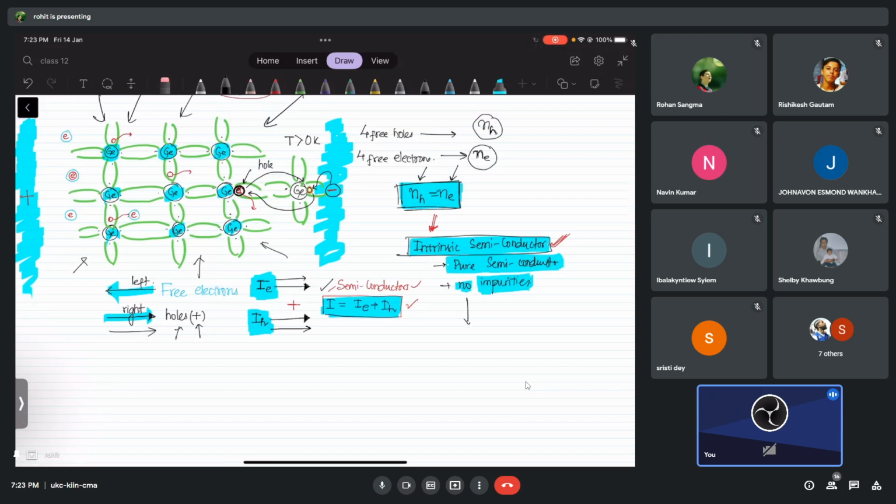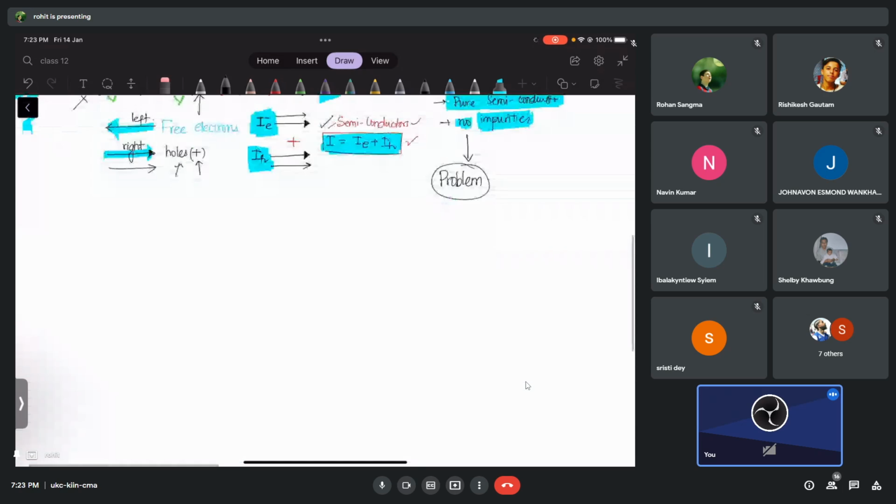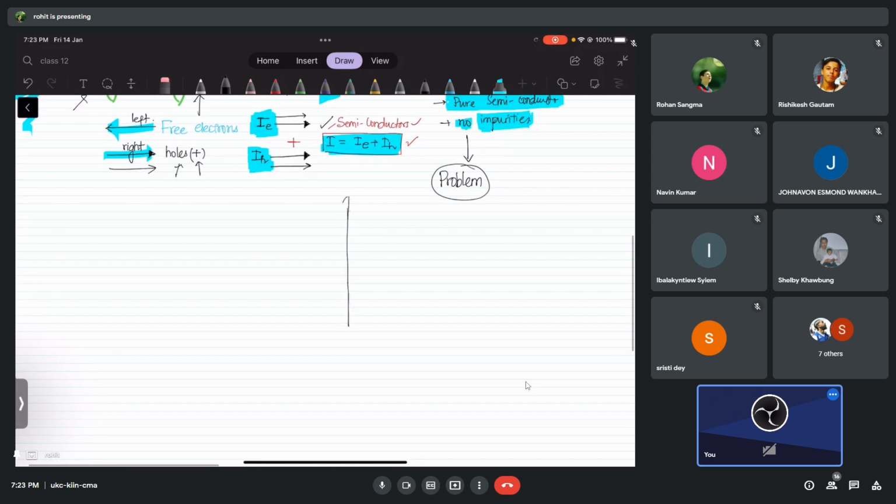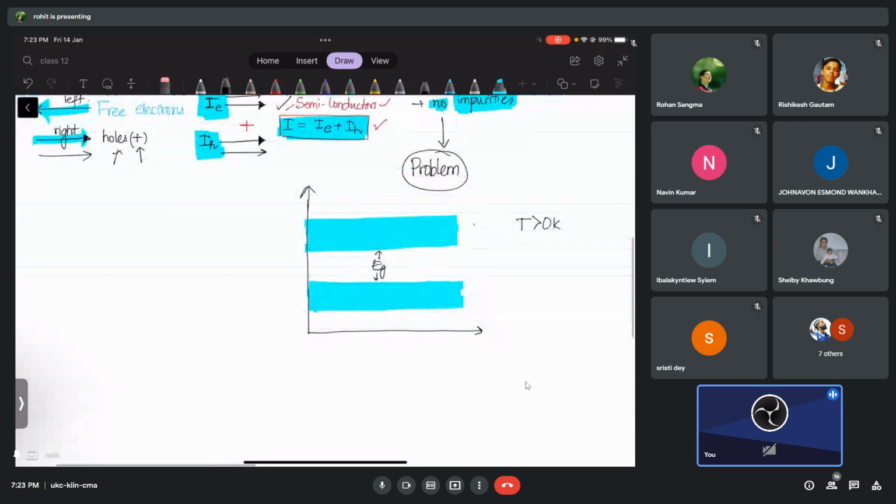Now these intrinsic semiconductors have a problem. I'll tell you what the problem is. The moment I draw this band diagram, you should be able to tell me whether it's intrinsic or not. I'm drawing the valence band and the conduction band, and the temperature is above 0. We are never going to talk about 0 anymore; it is always going to be above 0, meaning temperature greater than 0 Kelvin. This is the conduction band, and this is the valence band.